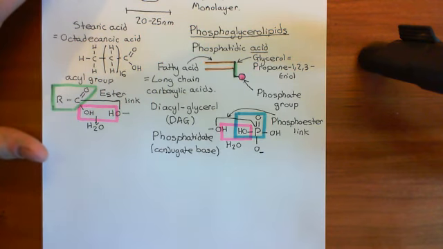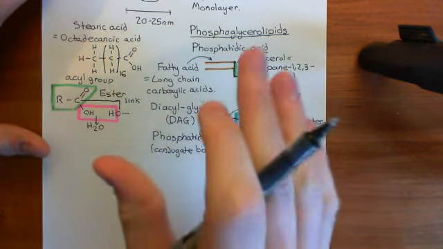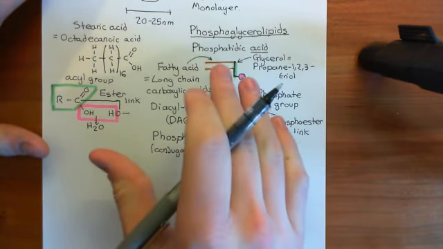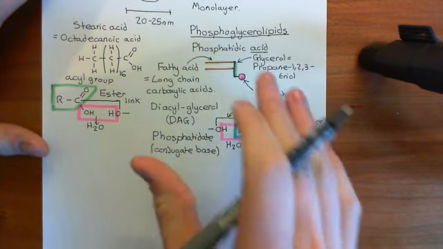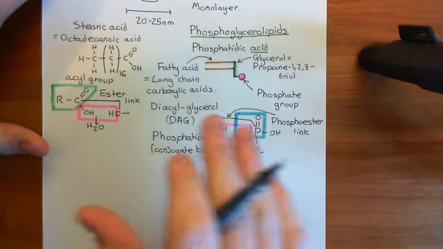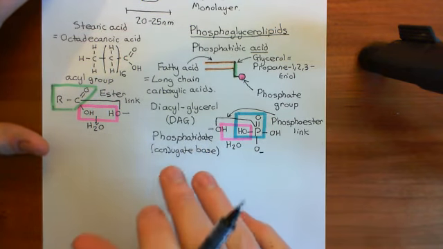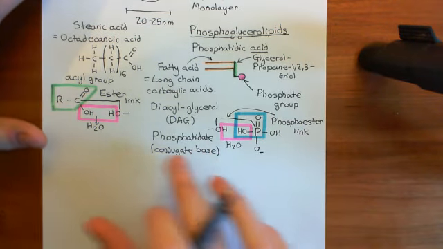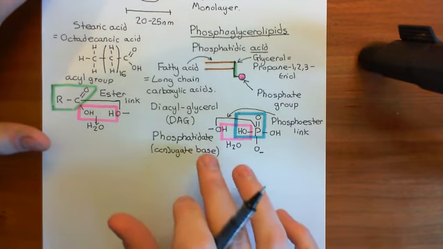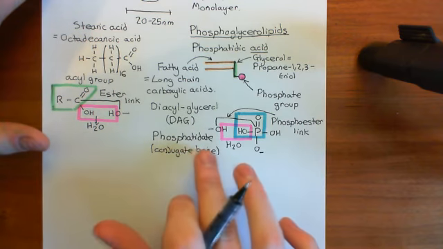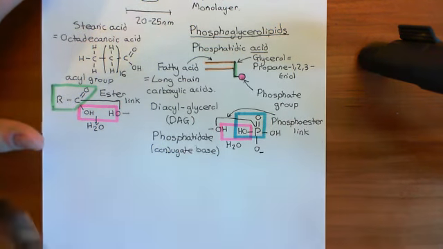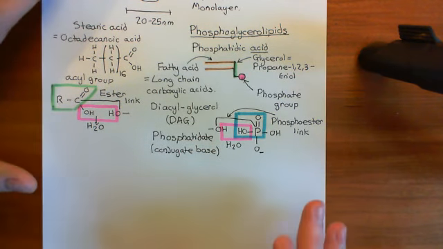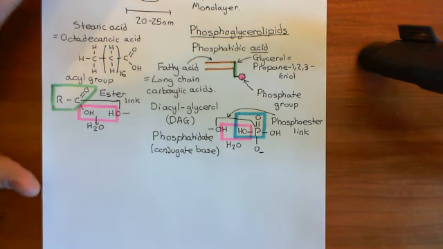Okay, so in solution, usually under physiological pH, phosphatidic acid does donate its proton away. So usually in the cell you will find that most of the phosphatidic acid molecules are actually present in the conjugate base form, so they're present as phosphatidate. People will often talk about phosphatidate rather than phosphatidic acid. Okay, so that's phosphatidic acid and phosphatidate.